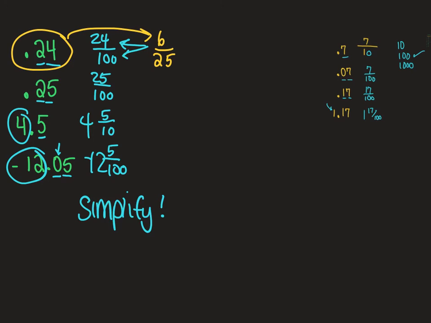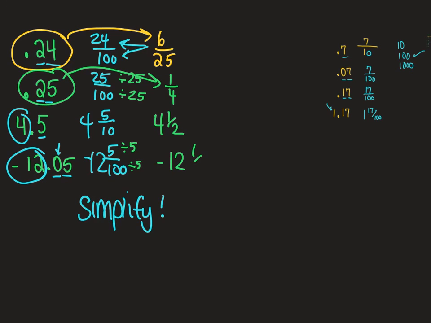25 over 100, that can be simplified. We could divide both of those by 25. We could divide both of them by 5, but 25 is actually better. And I get 1 over 4. So this one is 1/4, which maybe you remember from earlier, 0.25 was a fourth. You kind of just knew it. If you just know these, that's okay too. 4 and 5/10 simplifies down to 4 1/2. -5 over 100 simplifies down to, let's see, divide by 5, -1/20. And the negative is just there. It didn't do too much.